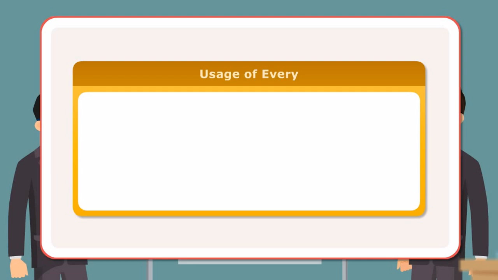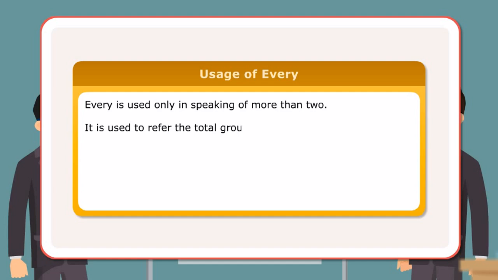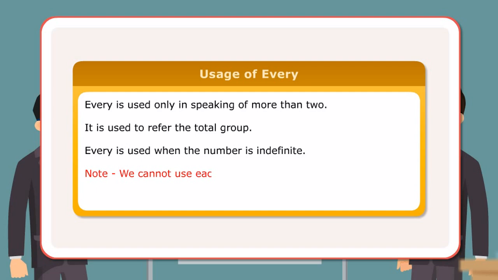Usage of every. Every is used only in speaking of more than two. It is used to refer to the total group. Every is used when the number is indefinite. Note: we cannot use each with the words almost or nearly. Here we use every.